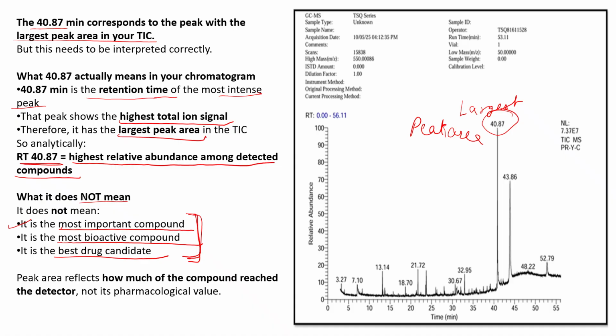So peak area just reflects how much of the compound reached the detector, not its pharmacological value. Now it should be clear that we can never say that the highest peak is the best compound. We can simply say that it is relatively abundant, but we are not sure about its pharmacological value.